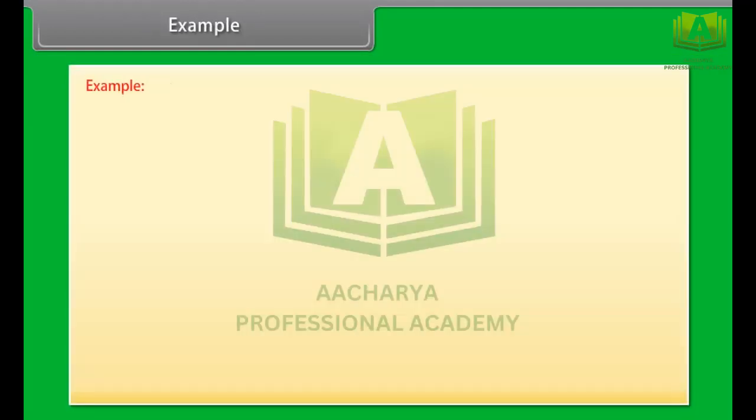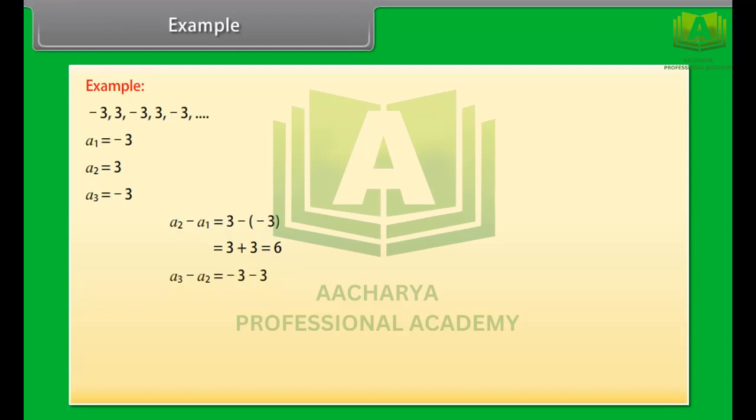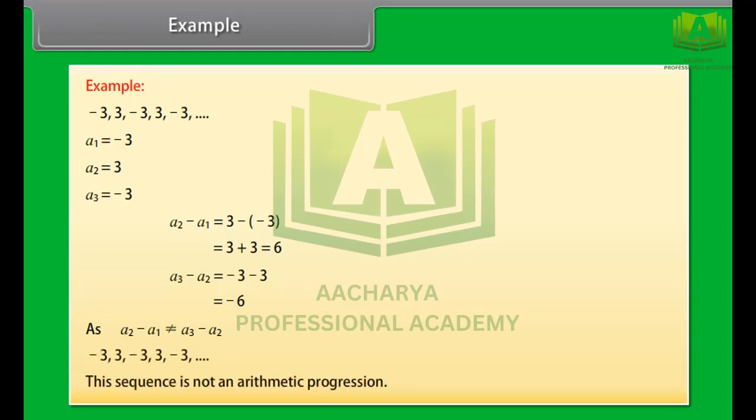Example. Let us now solve some examples. Observe this sequence. We will find out whether these numbers form an AP or not. Here A1 is minus 3, A2 is 3, A3 is minus 3, and so on. Now let's find A2 minus A1, which is equal to 3 minus minus 3, which is equal to 3 plus 3, which is 6. Also, A3 minus A2 is equal to minus 3 minus 3, which is minus 6. As A2 minus A1 is not equal to A3 minus A2, the given sequence is not an arithmetic progression.